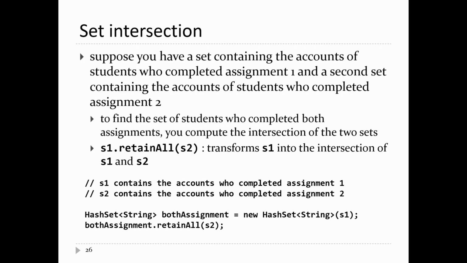Right? And so the method will transform S1, so it changes S1. So if you don't want to change your original set, you copy the set and then call retainAll using the copy. Here I've got a copied set called bothAssignments, and it's just a copy of S1. And then to compute the set of students who completed both assignments, you just call retainAll with the other set. It doesn't change the input set, so it doesn't change S2, right? It changes the set on the left.